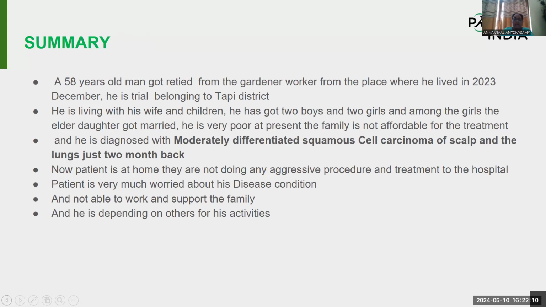The family cannot afford the treatment, and he was diagnosed with moderately differentiated squamous cell carcinoma of the scalp and the lungs just 2 months back. Now the patient is at home. They are not doing any aggressive procedure or treatment in the hospital. The patient is very worried about his disease condition, not able to work and support the family, and is depending on others for his activities.